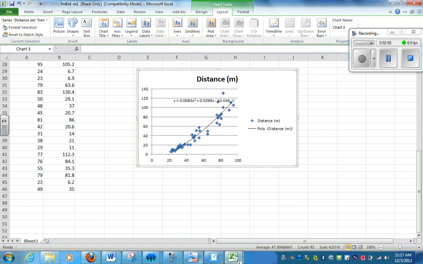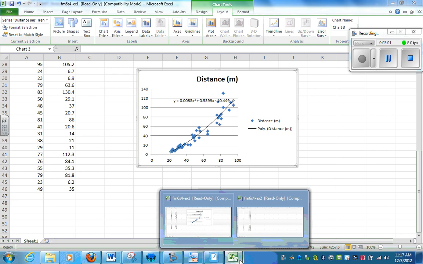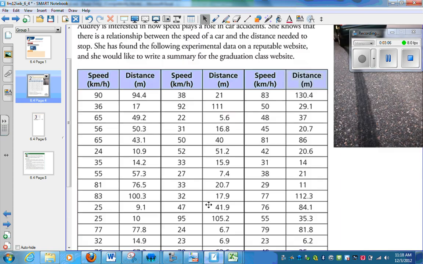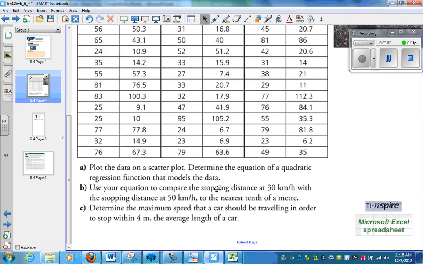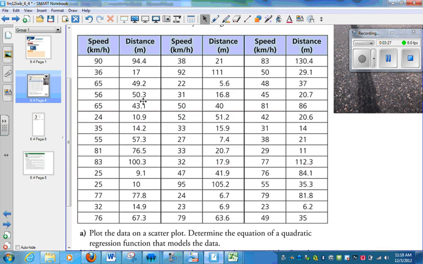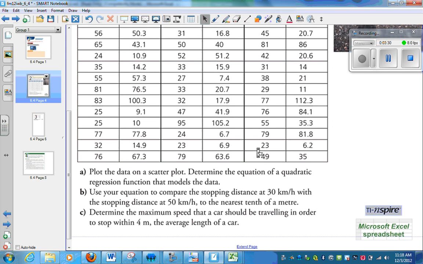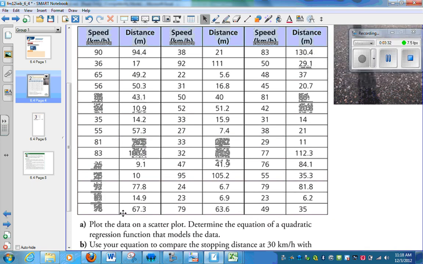Now let's see what the question asks. It says, use your equation to compare the stopping distance at 30 kilometers an hour with the stopping distance at 50 kilometers an hour to the nearest tenth of a meter. Okay, 30 and 50 aren't exactly on here. I don't see 30 kilometers an hour and 50 kilometers an hour on here, so it's not something we can just read off.